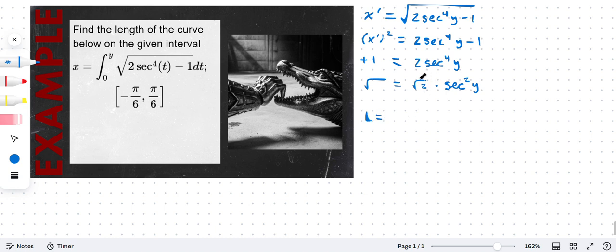is going to be equal to, I can pull out my square root of 2, integral from negative pi over 6 to pi over 6 of secant squared y dy. Now, if you remember, secant squared is a nice antiderivative. It's just going to be tangent.